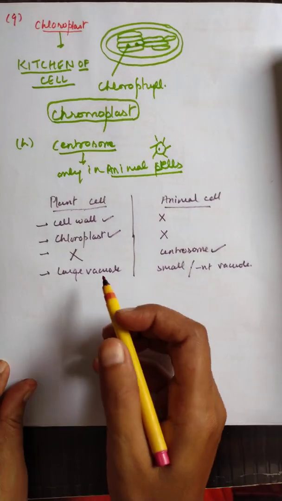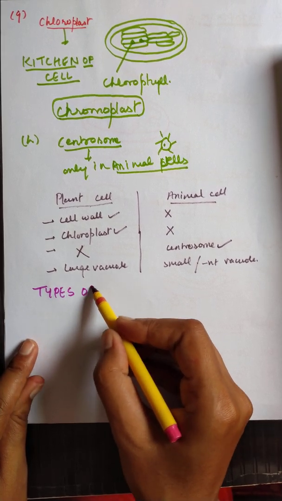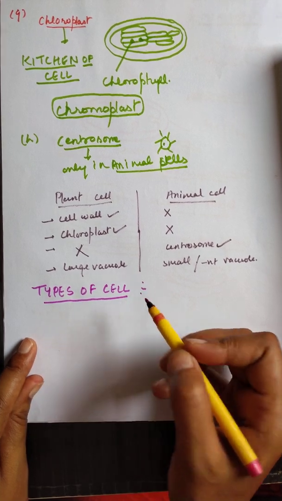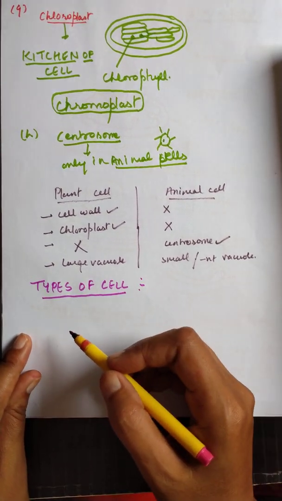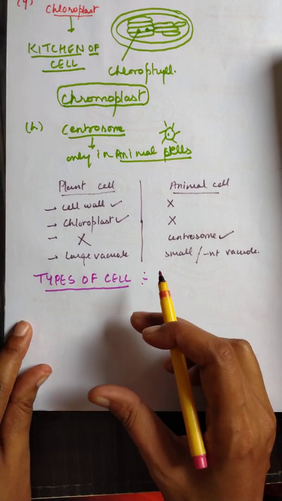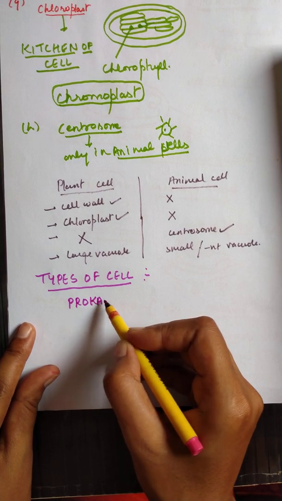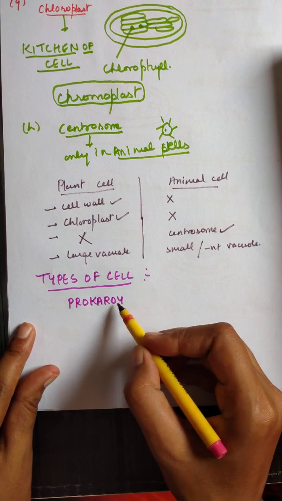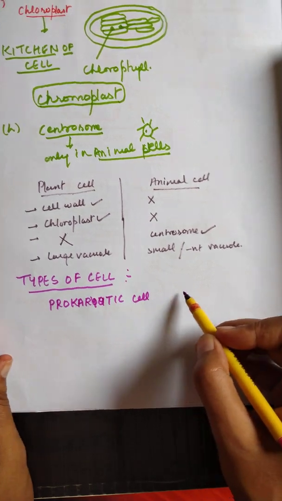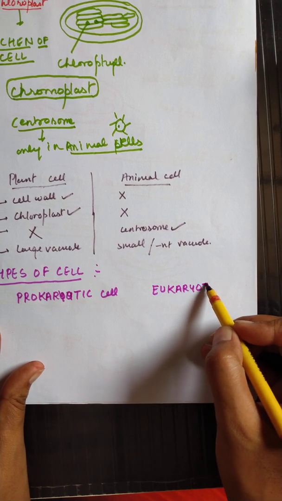Now students, the next topic is about the types of cells. Since the types of cells on the basis of number were unicellular and multicellular, there are again two basic types of cells on the basis of their cellular organization. Number one is the prokaryotic cell, and the second one is the eukaryotic cell.